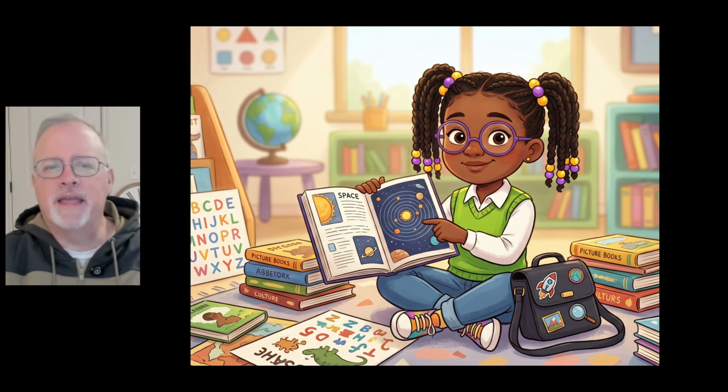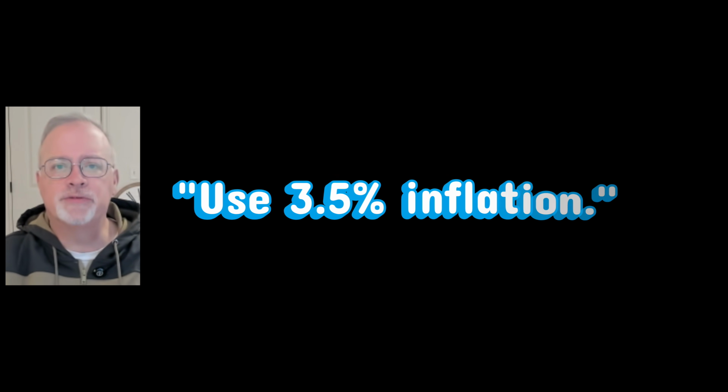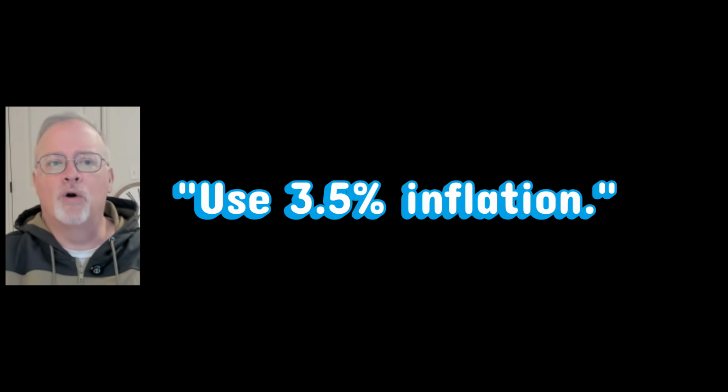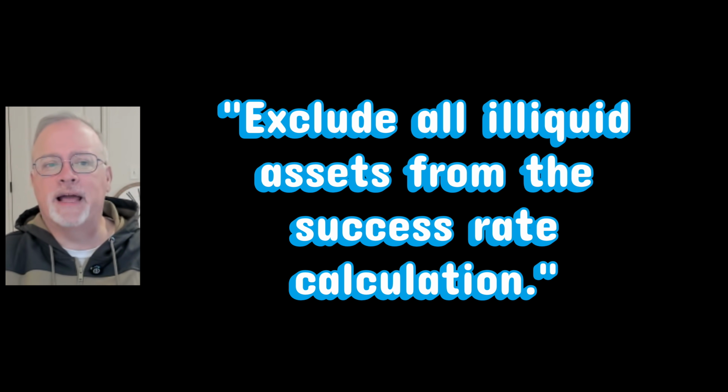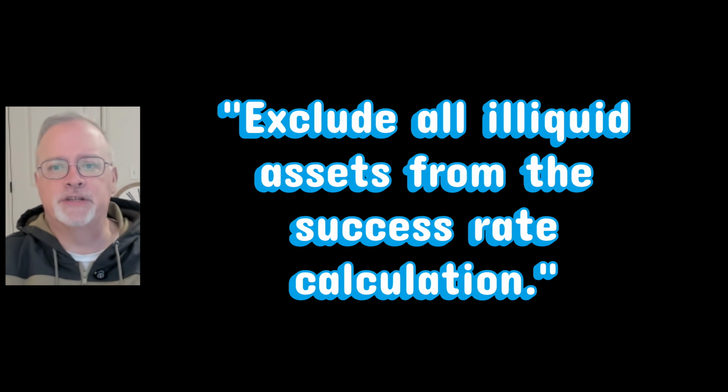Next, the artificial intelligence needs constraints. Remember me asking you to think of the AI as a well informed 5-year-old? You need to put boundaries on your tasks. Constraints include statements like use 3.5% inflation, or do not use home equity, or exclude all illiquid assets from the success rate calculation. These boundaries will help keep the AI from straying into unrealistic assumptions.